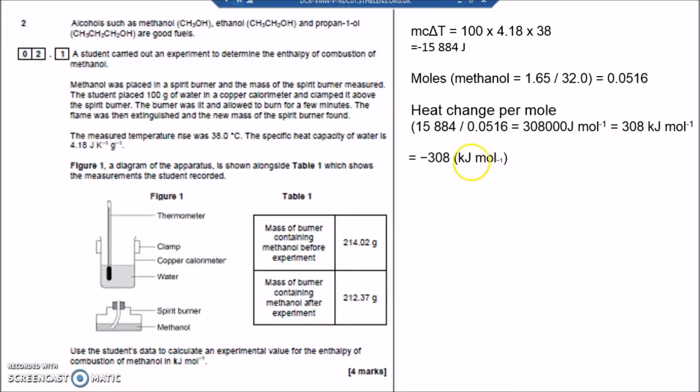It's a minus number, so it's minus because the enthalpy change, the enthalpy of combustion, is minus because it's an exothermic reaction.